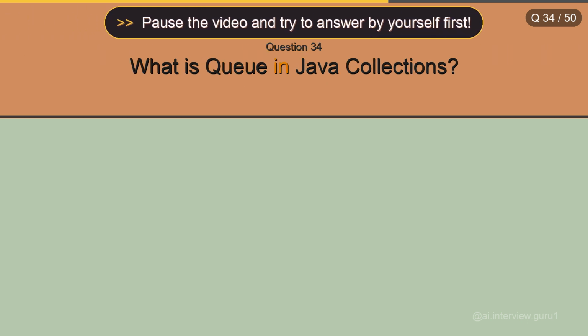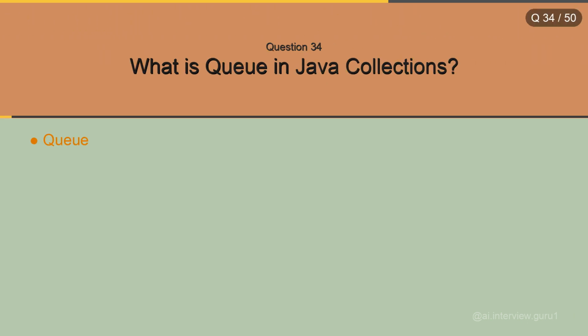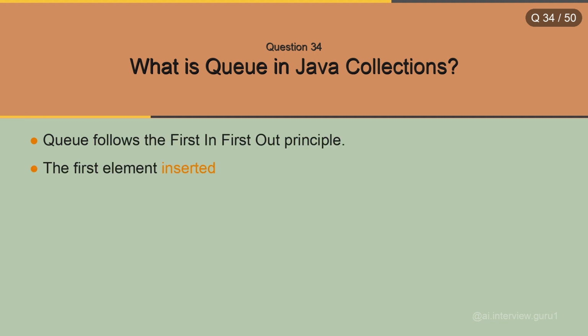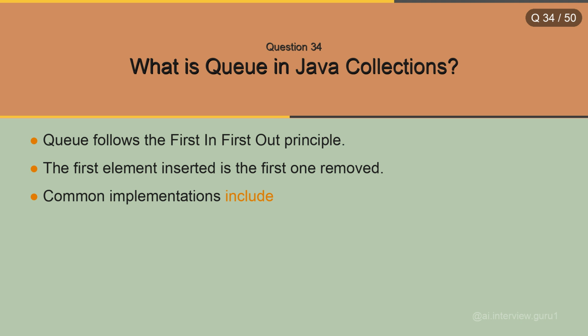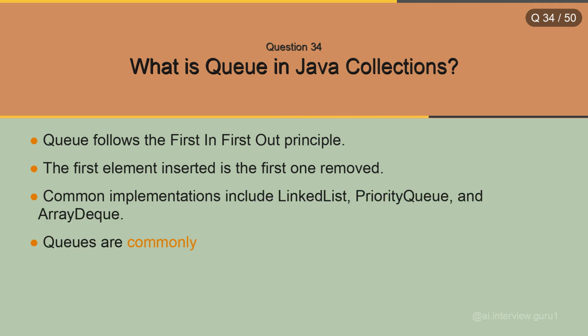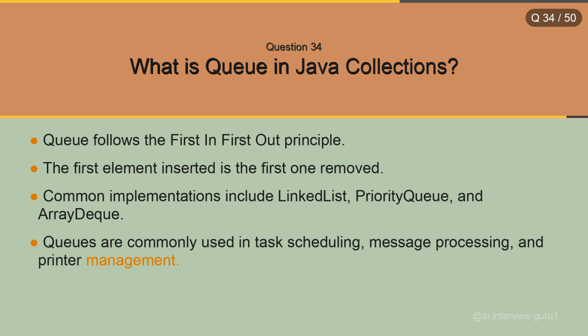What is Queue in Java collections? Queue follows the first-in-first-out principle. The first element inserted is the first one removed. Common implementations include LinkedList, PriorityQueue, and ArrayDeque. Queues are commonly used in task scheduling, message processing, and printer management.